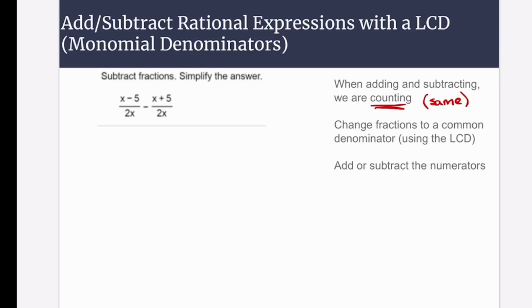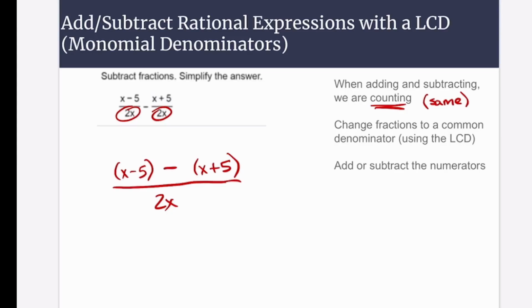In this example, x minus 5 over 2x minus x plus 5 over 2x, the denominators are equal. So that means I could write this as one large fraction. My first numerator in parentheses is x minus 5. My second numerator is x plus 5 in parentheses, and we're subtracting. Those parentheses are going to help you going forward.